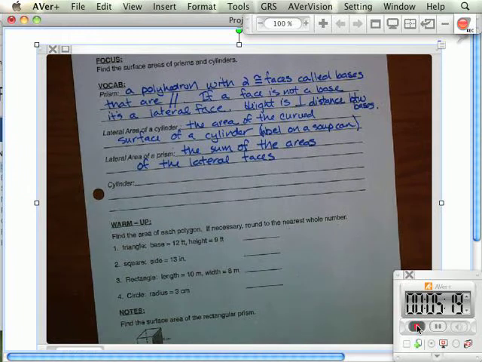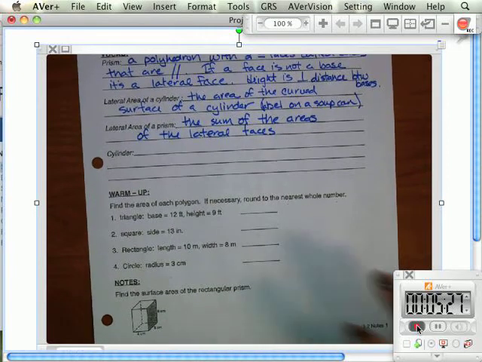Do y'all know what a cylinder is? Do I need to define a cylinder? Yeah. It's this. It's a cylinder. I don't need to define that, do I? You know what a cylinder is. It's like a soup can.